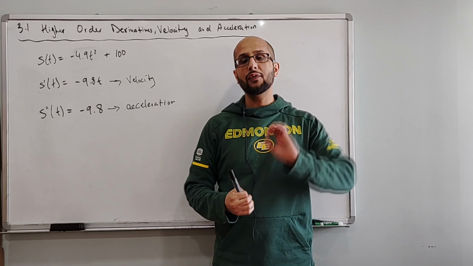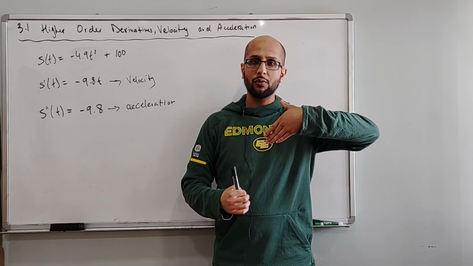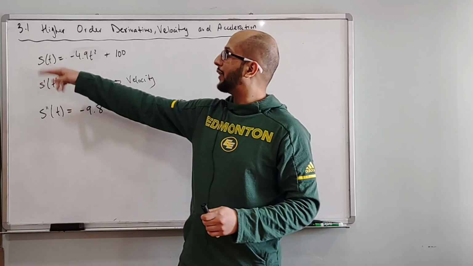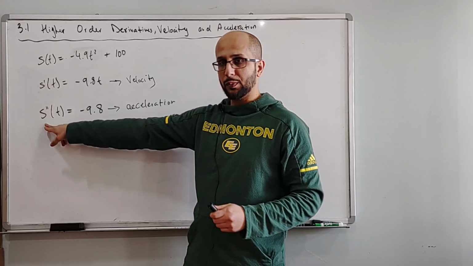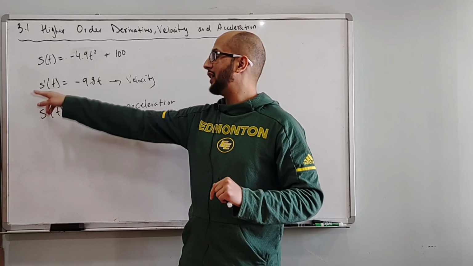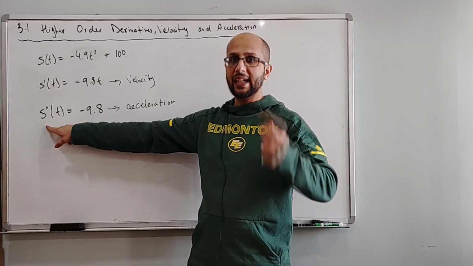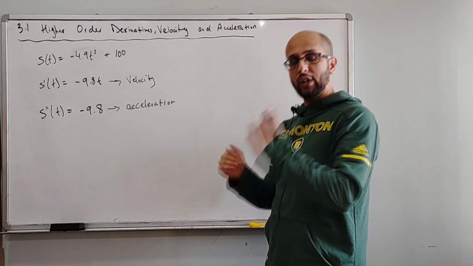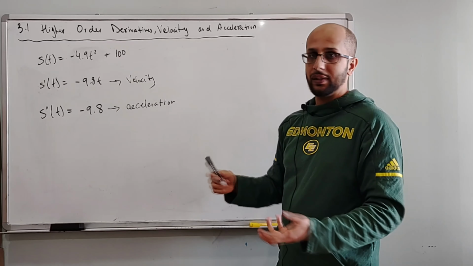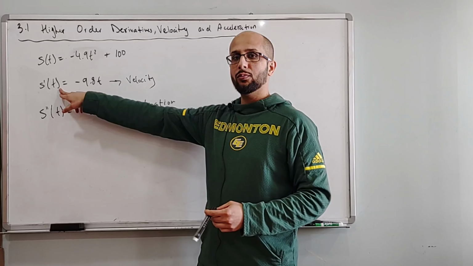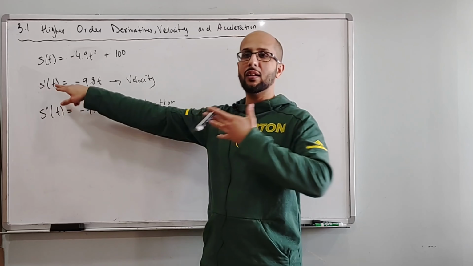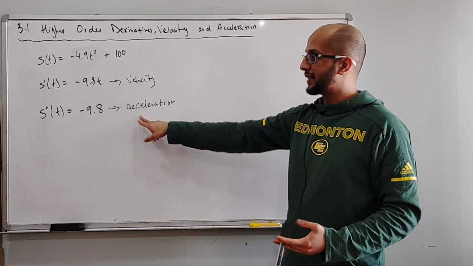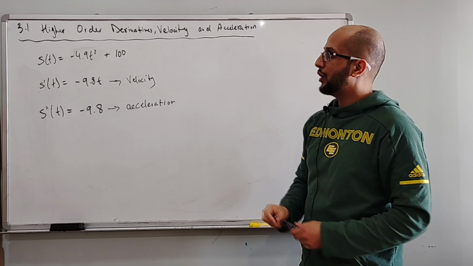Remember, the derivative gives you the rate of change of the preceding function. So s prime at t gives you the derivative of s at t. S double prime at t gives you the derivative of s prime at t. It gives you the second derivative of s at t. So if this is the position, the location, the distance, the displacement, the derivative of that would be the displacement per time, per hour, which is velocity. And then acceleration is the derivative of velocity.